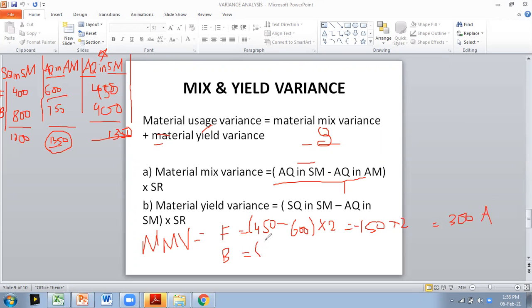Now for Bang, we have to take actual quantity in standard mix, it is 900. Actual quantity in actual mix is 750. Multiply by 3. So it is going to be 150 multiplied by 3, so 450 favorable. This is adverse and this is favorable. Now let's look at over here. This is a very important thing. This 150 and this 150 are the same. They should always be the same, for both the materials.